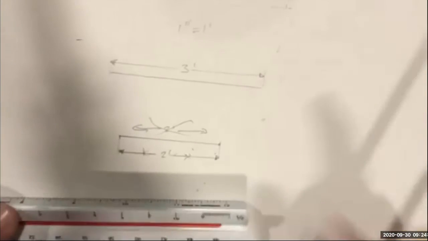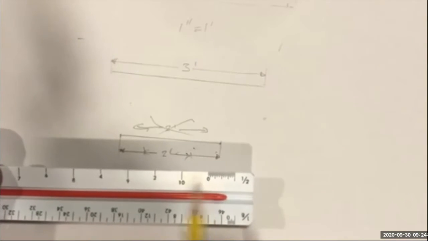Let's say I was going to do something in the 1/2 inch scale. So I wanted to draw 3 feet in the 1/2 inch scale. Well, all right, there's not even a 3. What the heck? So, well, let me explain.